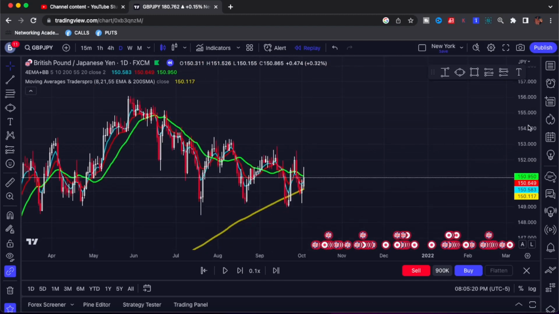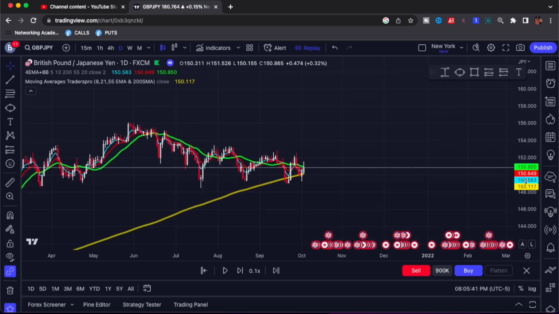First off, we use the 200 SMA for true value. That's the only way that we can determine where a forex pair's true value is. We can't look it up online. Like, what is the true value of British pound to Japanese yen? We can't do that. So the only indicator that we can possibly use is this 200 SMA.